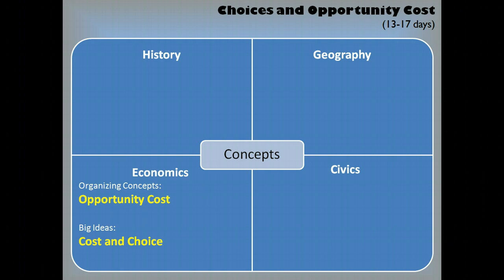The first unit of the year, Choices and Opportunity Cost, is brief and focuses on two economic concepts, those of opportunity cost and choice. This is the unit in your year that is connected to the personal financial literacy standards.